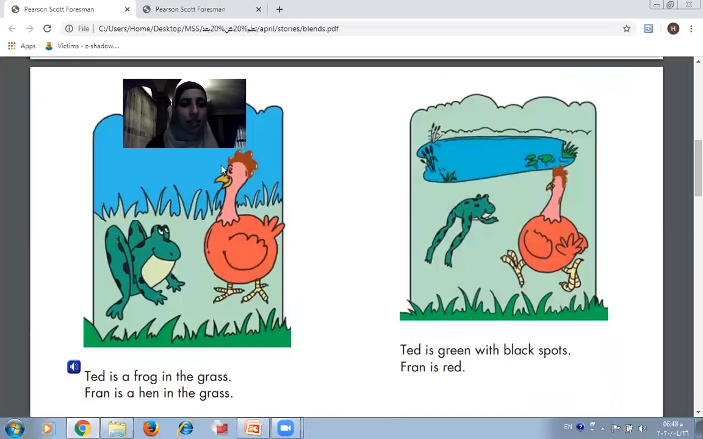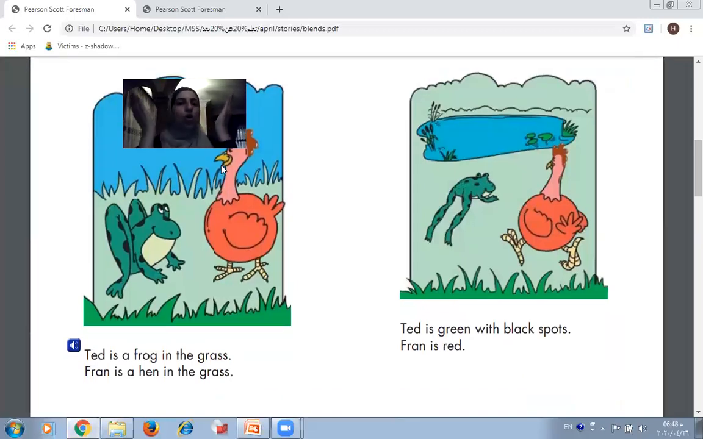Now, while reading a story, you have to keep in your mind all the phonics rules that you already took. So you have to pay attention to the vowels. Here it's an A. So, Ted is a frog in the grass. Fran is a hen in the grass. So you have grass, frog, Fran. These words, they have blends. They have consonant blends. Ted is green with black spots. Fran is red.